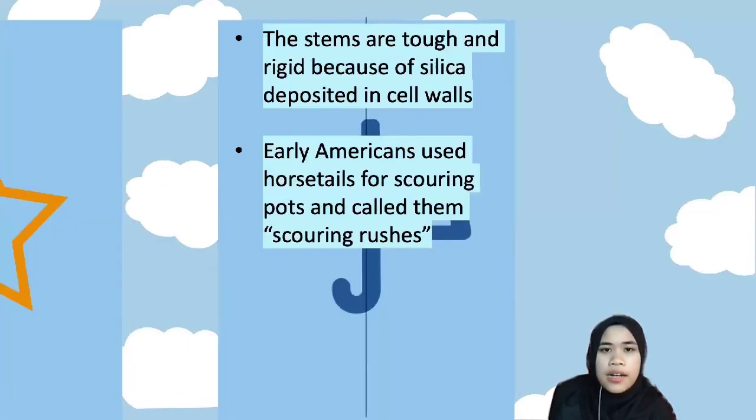The stems are tough and rigid because of silica deposited in the cell walls. Early Americans used horsetails for scouring pots and called them scouring brushes.